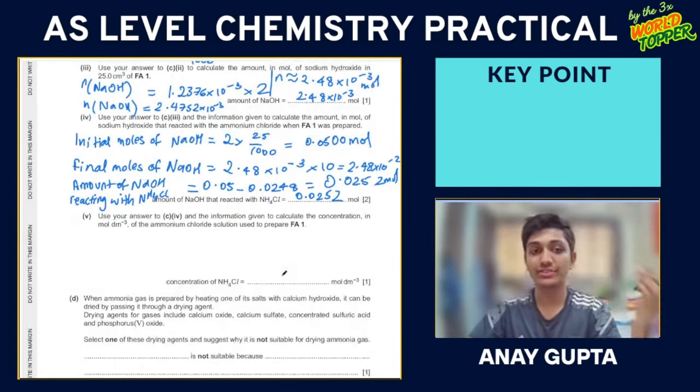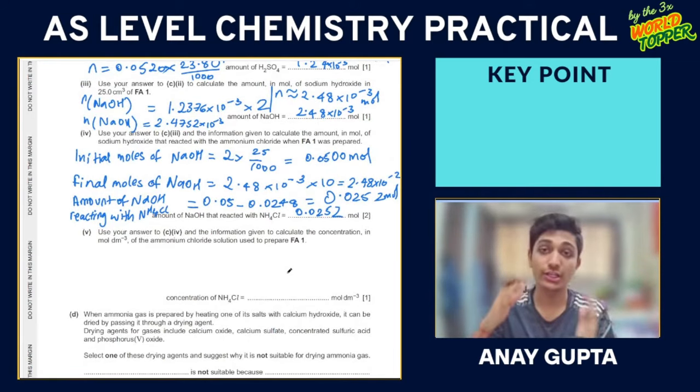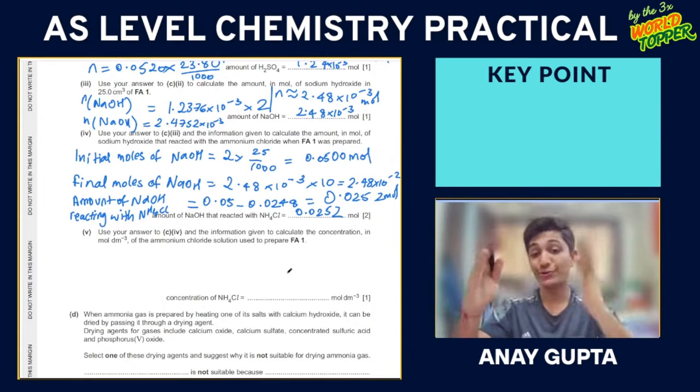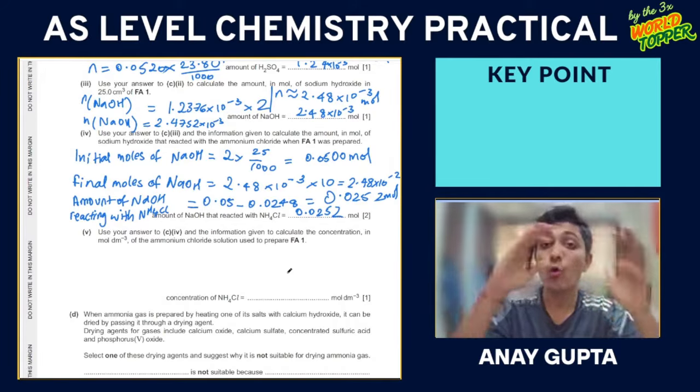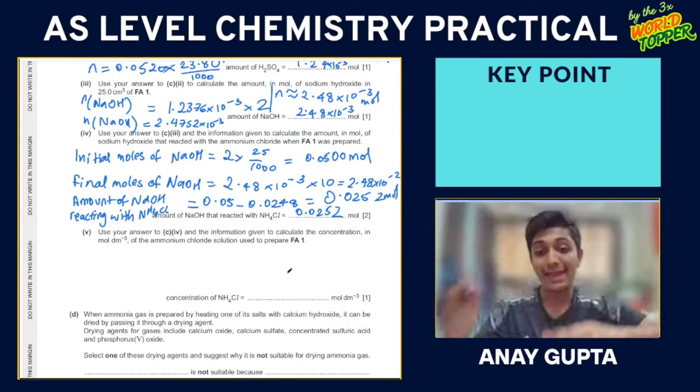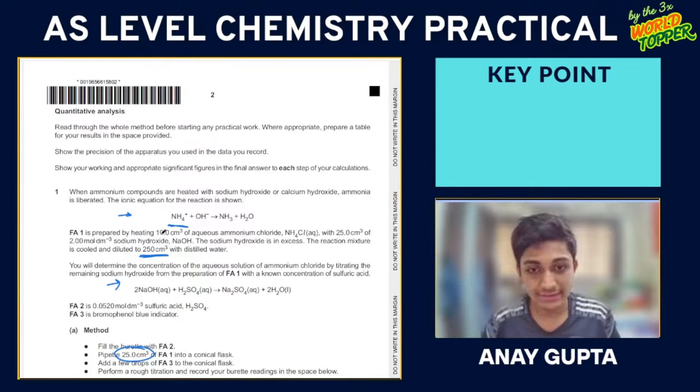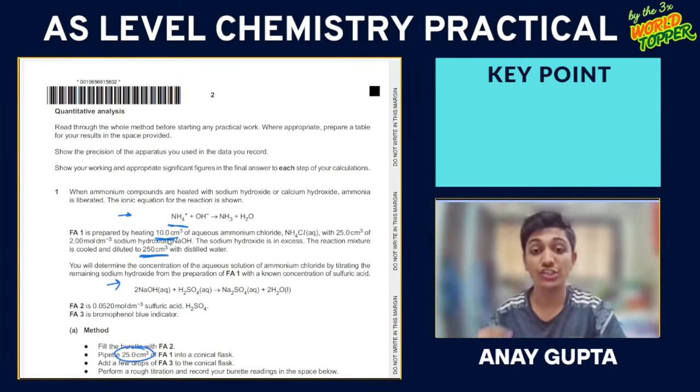Use your answer to C4 and the information given to calculate the concentration in mole per decimeter cube of the ammonium chloride solution used to prepare Fa1. All right, guys. Another very simple question. So we know that 0.0252 moles of NaOH has reacted with NH4Cl. Now, what other information have we been given? That 10 centimeter cube of ammonium chloride was used in the initial equation.